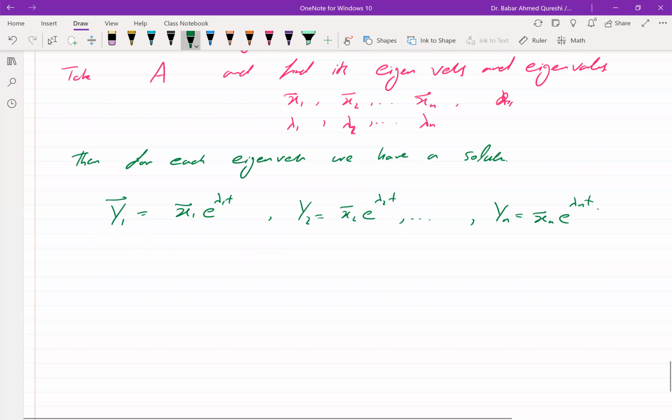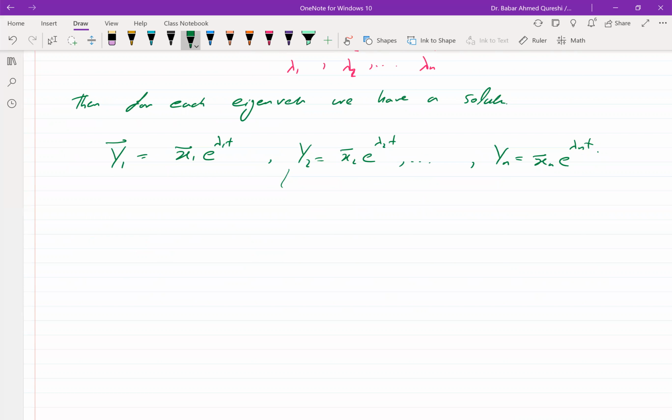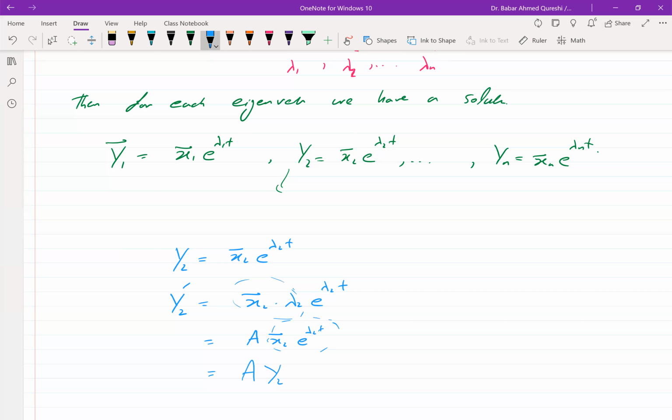You can check any one of them. If I pick this y2, I take a derivative, x2 is constant, I will have lambda 2 e^(lambda 2 t). This combined gives me A x2. So this is written over there, A lambda 2. So all of them are solutions.